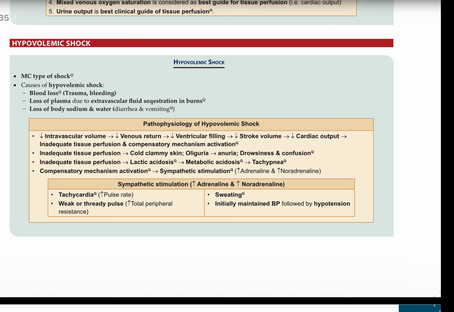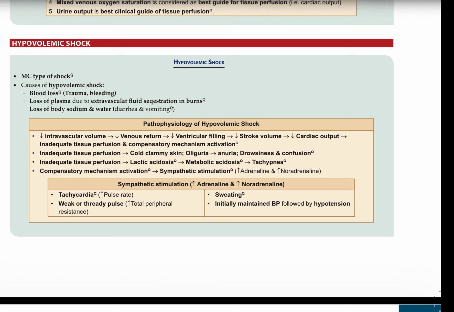What is the pathophysiology? Decreased intravascular volume, so venous return will be less. So venous filling will be less. So stroke volume will be less. If stroke volume is less, the blood that is circulating in the body, that is cardiac output, will be less. So inadequate tissue perfusion and compensatory mechanism activation will start.